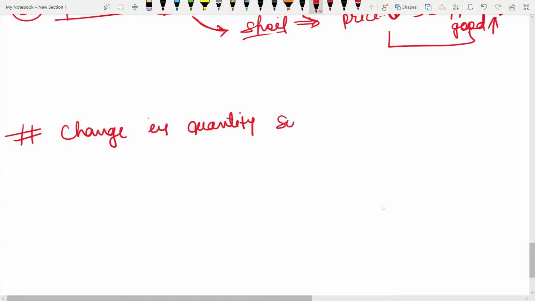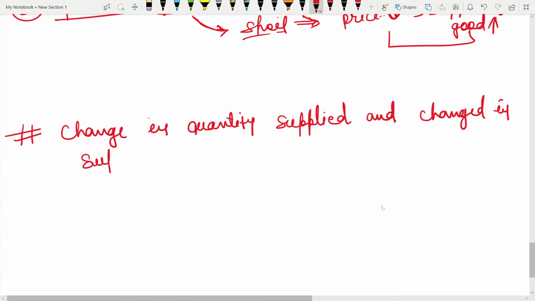Quantity supply and change in supply. So change in quantity supplied and change in supply, we can also write like this, and another way that we can say: movement along the supply curve and shift in supply curve.